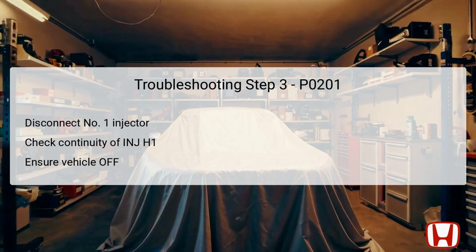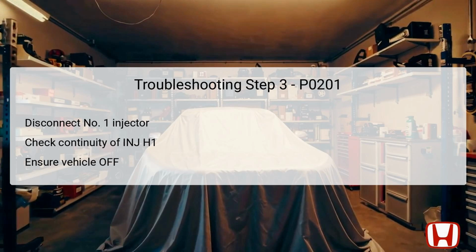Disconnect the number 1 injector via its 2P connector. This injector is instrumental in delivering fuel to the engine, and this check is critical for diagnosing the issue. While the vehicle remains in the off-lock mode, you will then test for continuity between the female terminal number 2 of the number 1 injector connector and the PCM connector number 1 terminal number 17. This examination can help identify any breaks or faults specifically within the INJ H1 wire.